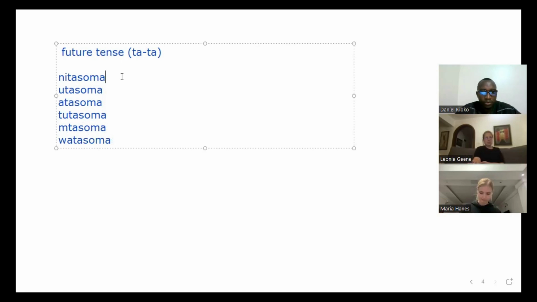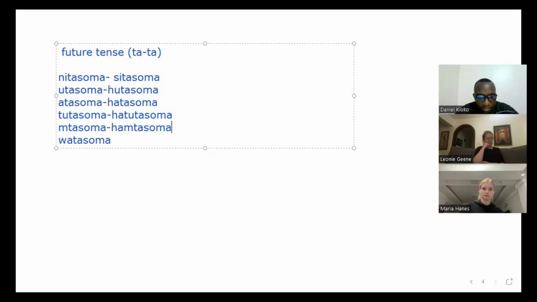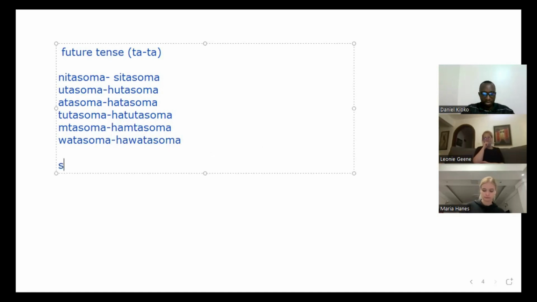Then we do the negations: sitasoma, hutasoma, hatasoma, hatutasoma, hamtasoma, hawatasoma. And then the summary is the same.